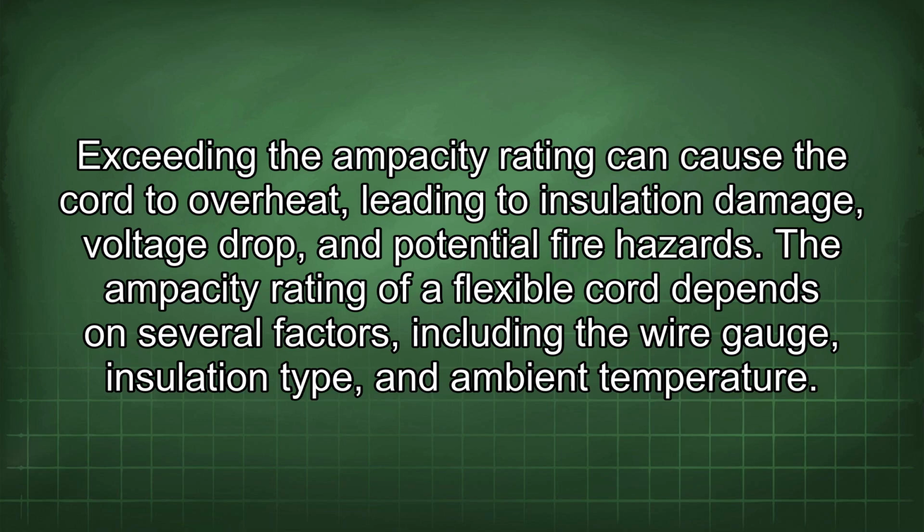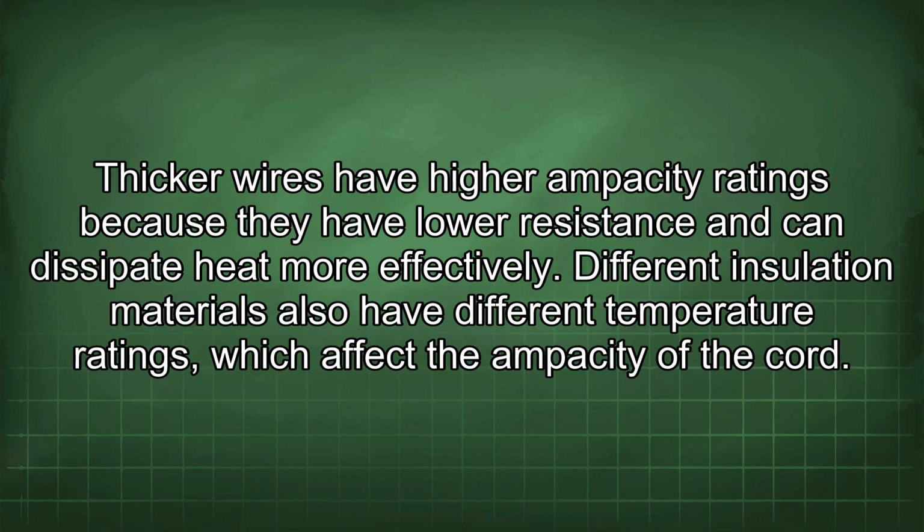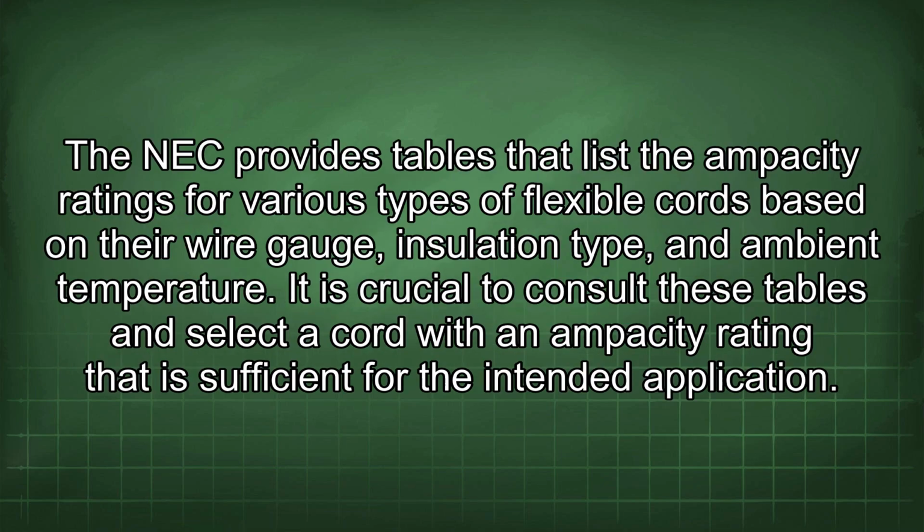The ampacity rating of a flexible cord depends on several factors, including the wire gauge, insulation type, and ambient temperature. Thicker wires have higher ampacity ratings because they have lower resistance and can dissipate heat more effectively. Different insulation materials also have different temperature ratings, which affect the ampacity of the cord. The NEC provides tables that list the ampacity ratings for various types of flexible cords based on their wire gauge, insulation type, and ambient temperature.